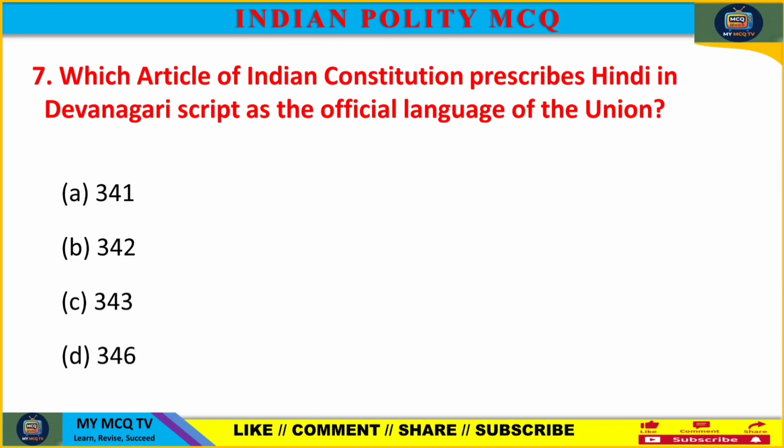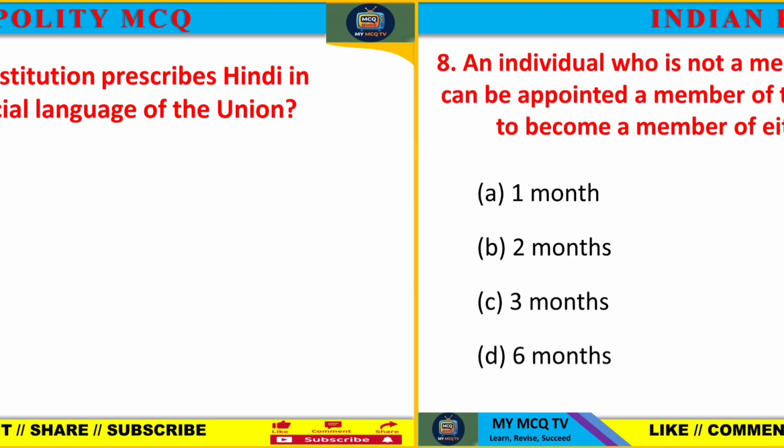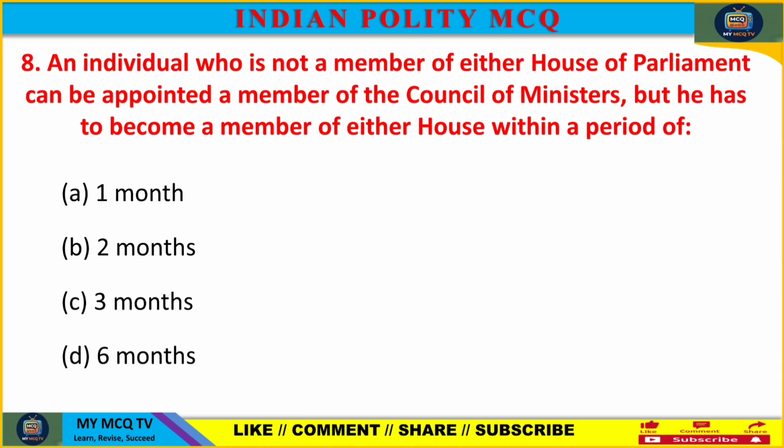Which article of Indian Constitution prescribes Hindi in Devanagari script as the official language of the Union? Correct answer. C. 343. An individual who is not a member of either House of Parliament can be appointed a member of the Council of Ministers, but he has to become a member of either house within a period of. Correct answer. D. 6 months.